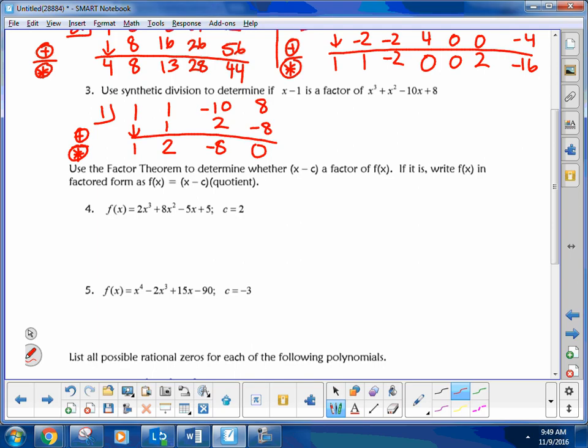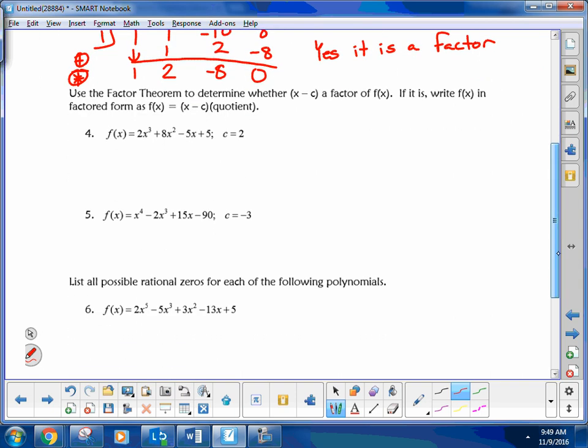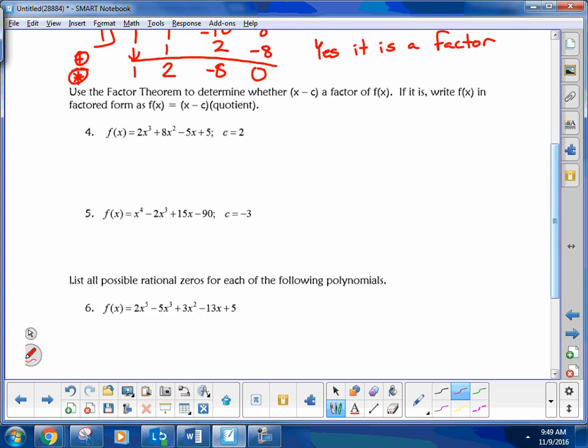Once we discover this, one of the things we're going to be able to do is write down that this is a factor. Yes, it is a factor. So we proved that with the remainder of 0. Now it says to use a factor term to determine if x minus c is a factor, and if it is, then we're going to write it as a quotient. So each of these we're going to synthetically divide. So let's start with 2. So we have 2, 8, negative 5, and 5.